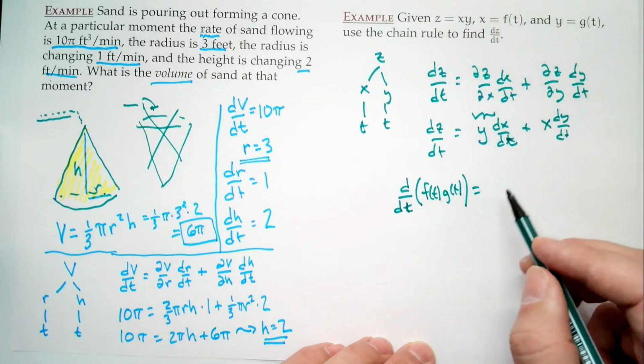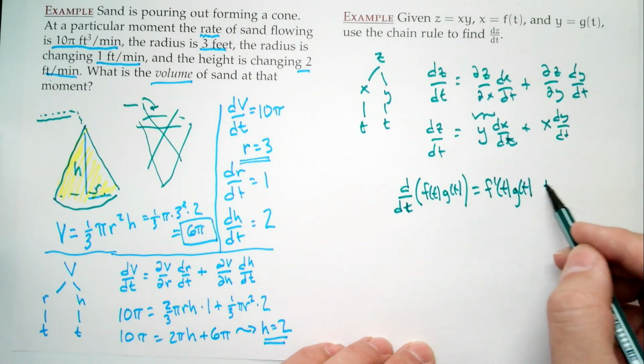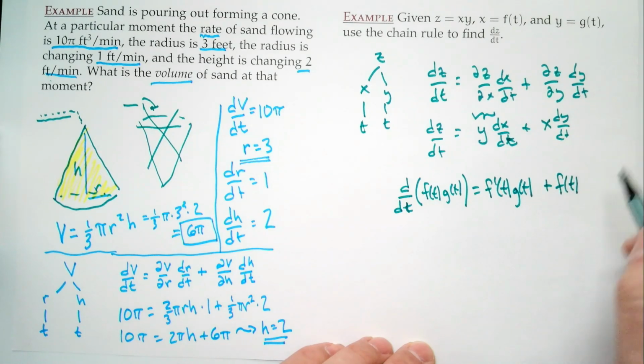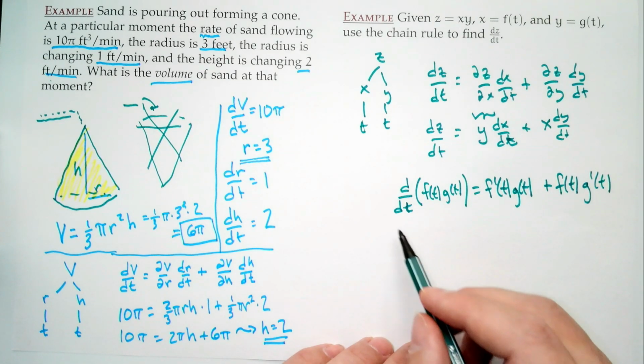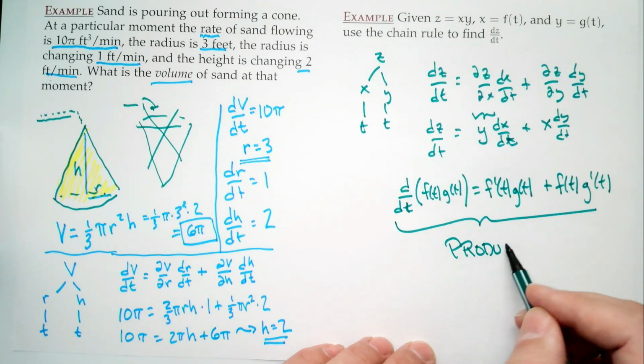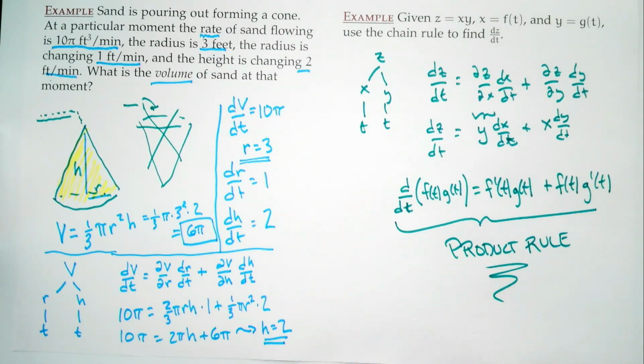It's f prime of t. So that's f prime of t, g of t, plus x, which is f of t, and dy dt is g prime of t. Does this look familiar? This is the product rule.